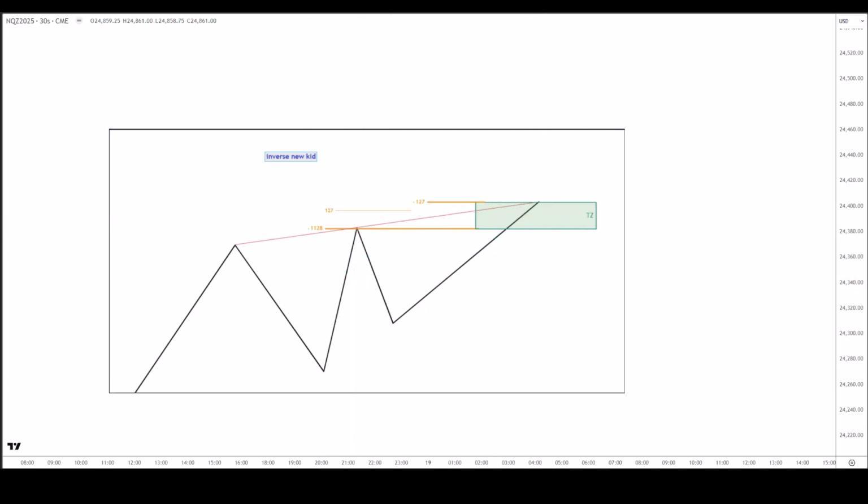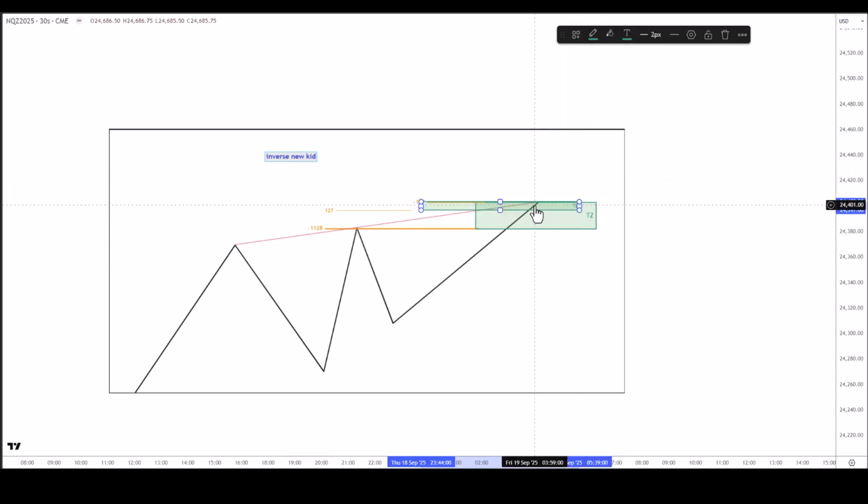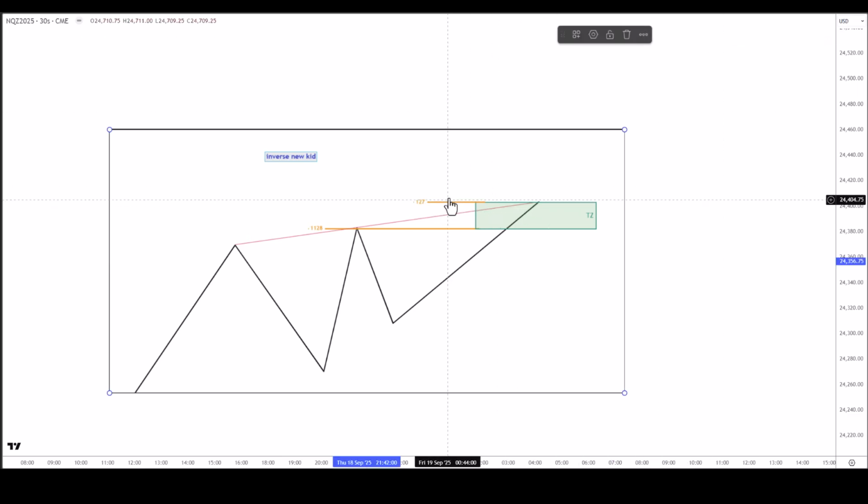And then what you do is you just draw a box from the low of your box is there, your high of your box is there, and then this becomes what? Your trading zone. Okay, that's it. What do we call this? This here would be called a 127 DBS. If you drew it like this, it would be called an inverse new kid. Why inverse? Because it's 1128 followed by 1127.